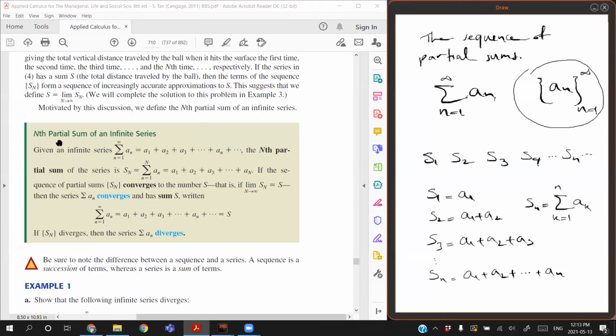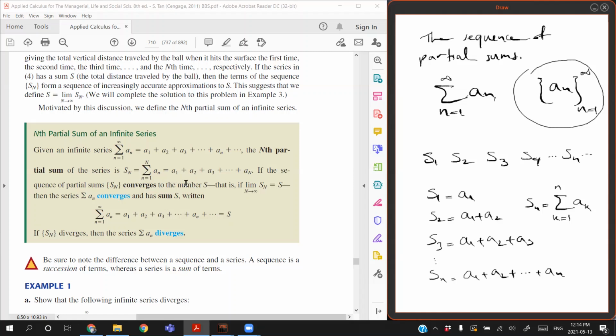So here you have the definition for the nth partial sum of an infinite series. Given an infinite series like this, sigma n from 1 to infinity of An, that is A1 plus A2 plus A3 all the way forever, you can create something called the nth partial sum. And the nth partial sum, I use lowercase n, you can use uppercase N, Sn is going to be sigma An, n from 1 to uppercase N, that is A1 plus A2 plus A3 all the way to A uppercase N.